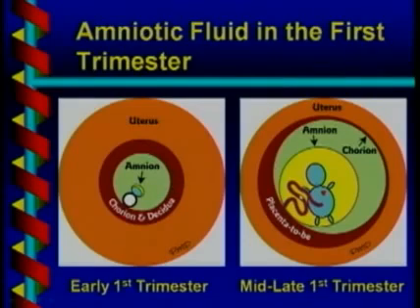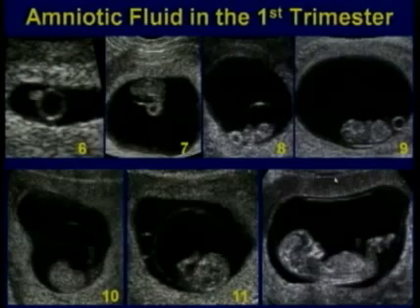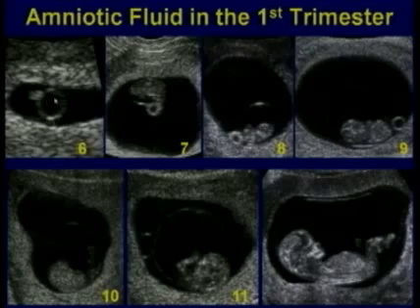By the mid to late first trimester, you can see about equal amounts of amniotic fluid, which is yellow here, and chorionic fluid. And then by the end of the first trimester or early second trimester, the fluid is virtually all amniotic fluid. And here's a progression at 6 weeks. You can see the yolk sac, the embryo, but no amnion is seen because it's right up against the baby, so there's no amniotic fluid. All this fluid is chorionic fluid.